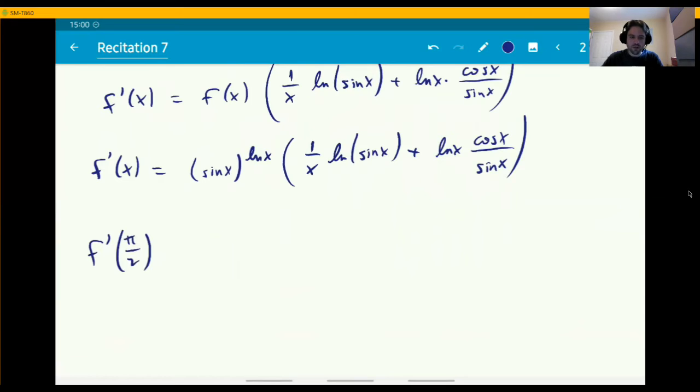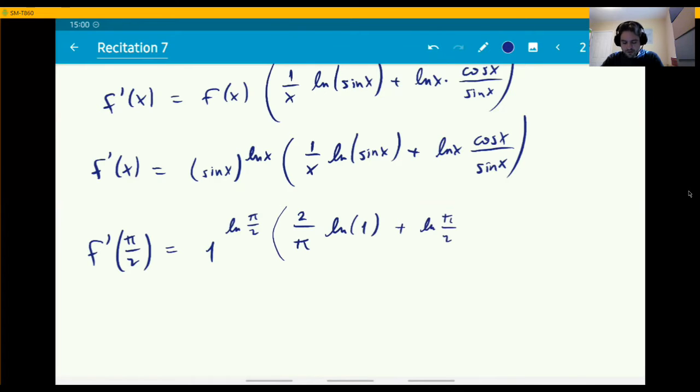Now that we found f prime in general, we can find this one. So you're going to see a lot of things will simplify here. Sine of pi over 2 is 1. We need to raise 1 to ln of pi over 2, whatever that number is, doesn't matter. It's not 0. I mean, even if this was a 0, this would still be a 1 raised to anything. And now 1 over x, if x is pi over 2, 1 over x is 2 over pi. And in here we have ln of 1, so that doesn't matter either because this ln of 1 will be a 0, plus ln of pi over 2 times, once again, a 0.